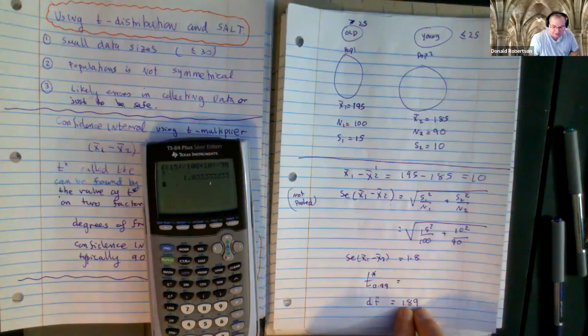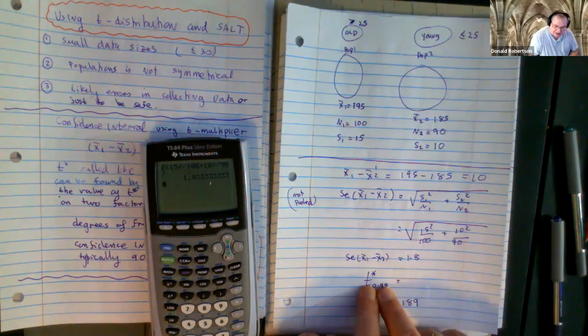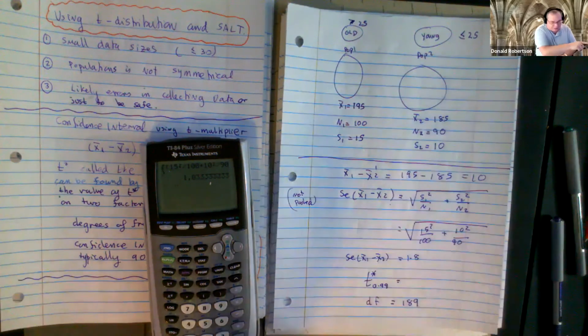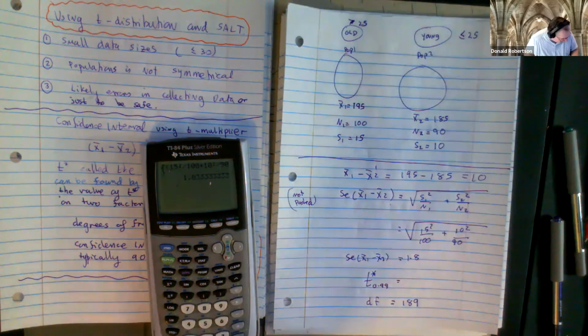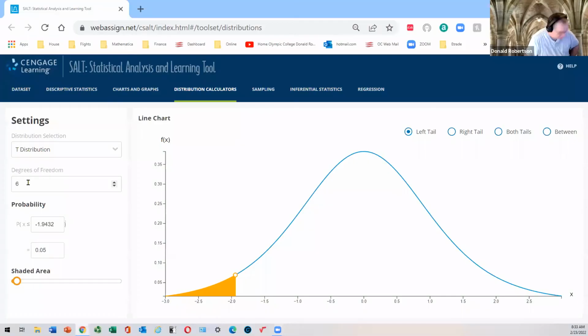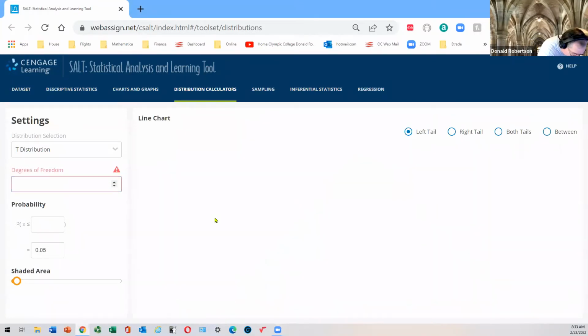So for this multiplier, you have to kind of use software. Technically, you don't need to. You can get a book with these numbers in it and just look it up: 189, read along, 90%, whatever it is you're looking for. But we're going to use software for that, and we should come up, hopefully, with the number. So the degrees of freedom are 189.